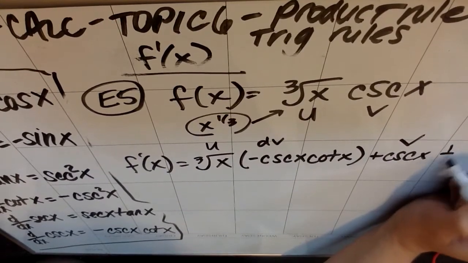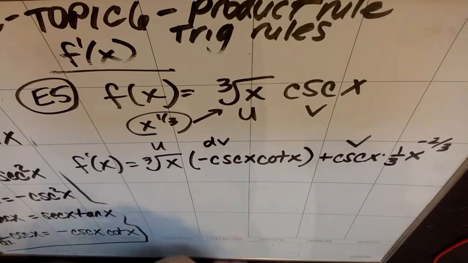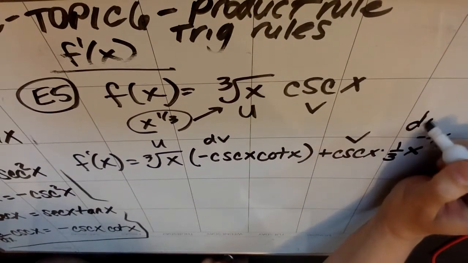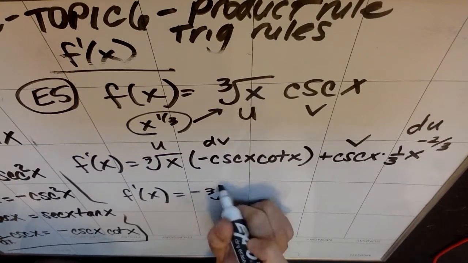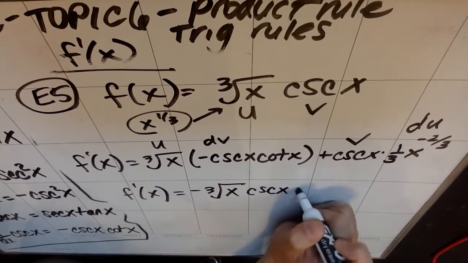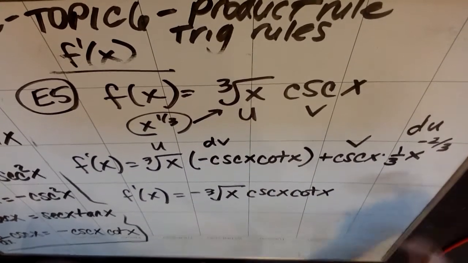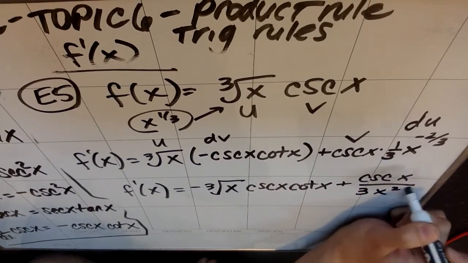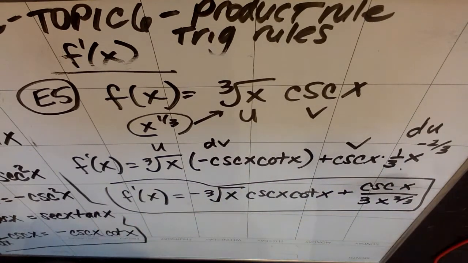And then du is going to be a 1/3 x to the negative 2/3, because that's what happens if you subtract 1 from 1/3. So u dv plus v du. At this moment, you're not wrong, but it's not the nicest thing you've ever seen. So you're probably going to rewrite this as a negative cube root of x, cosecant x, cotangent x. You might just put the cosecant x, plus cosecant x on top of the 3x to the 2/3. Any version of this is fine. I mean, the 3 on the bottom, the x to the 2/3 would go on the bottom, up to you. So anyway, that's your example 5.